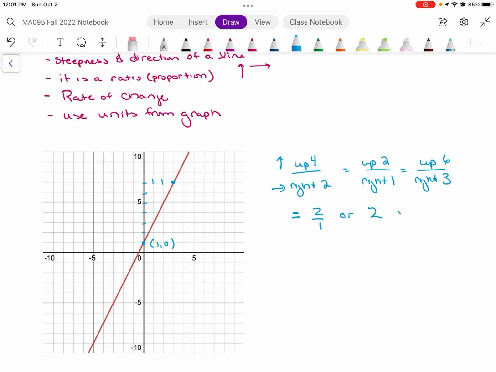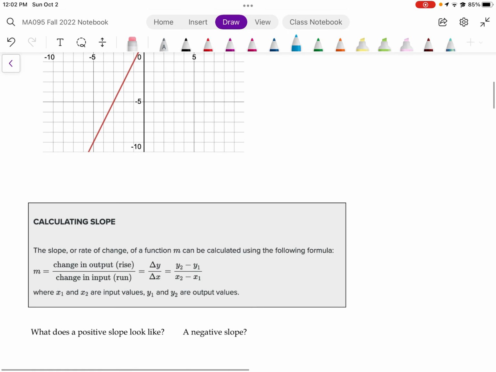Okay, that is a ratio, 2 over 1. And they are all the same. It doesn't matter where you look on the line. It doesn't matter if you go backwards and look downwards from that point. And we'll look more at that soon, okay? So slope is just a ratio of two numbers, and it doesn't matter what points you pick, you will always get the same ratio.